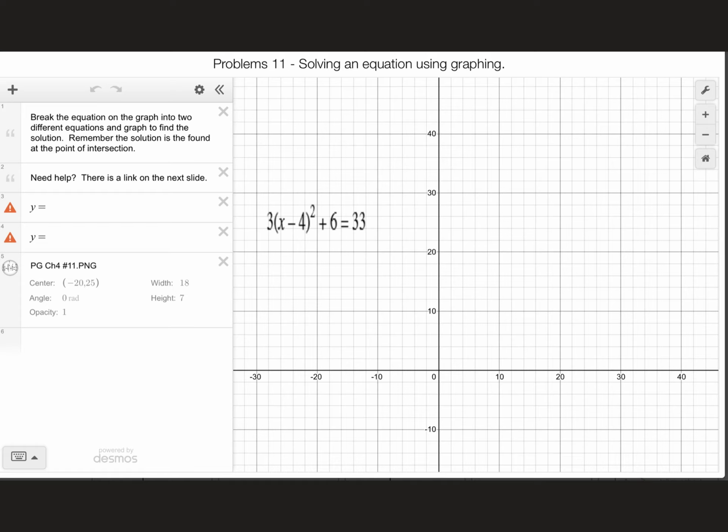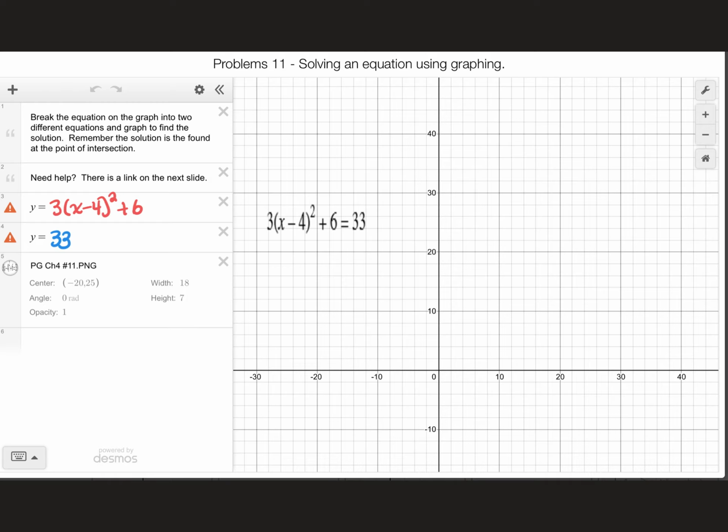Okay, so we want to be able to break this down to create two different graphs. We want to solve this one equation by creating two different graphs and then figuring out where the intersection is. So the two graphs I'm going to create are going to be y = 3(x - 4)^2 + 6, and then I will create the graph y = 33.